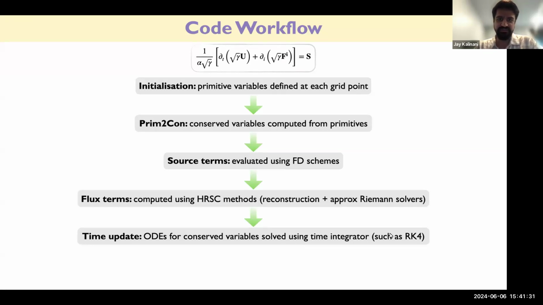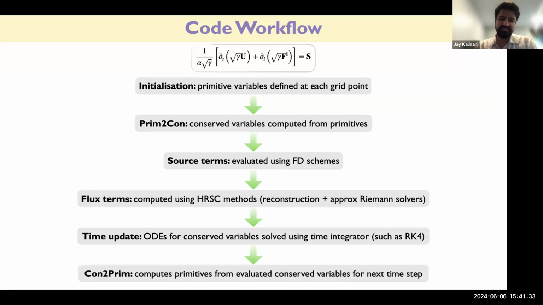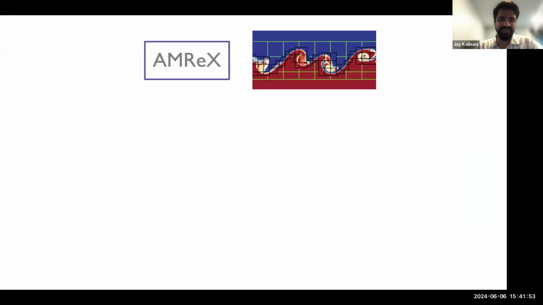Then flux minus source terms gives you an ODE that one can solve using time integrators such as Runge-Kutta 4. The last step is to do con to prim to compute your primitives from the evaluated conservatives at the next time step. You can then keep this in a loop until you arrive at the solution that you desire for your system. So that was a very quick introduction.